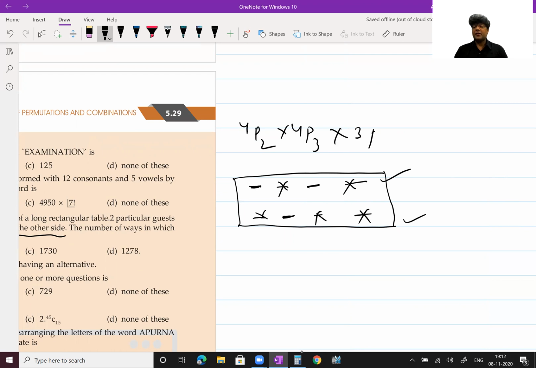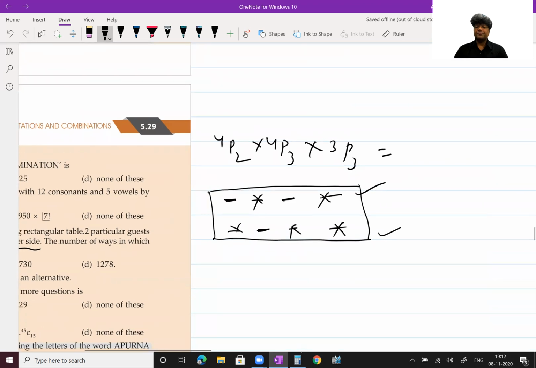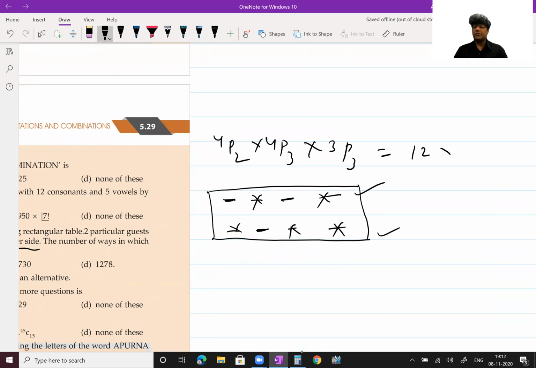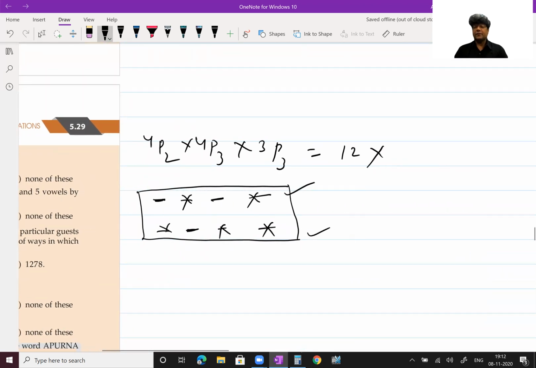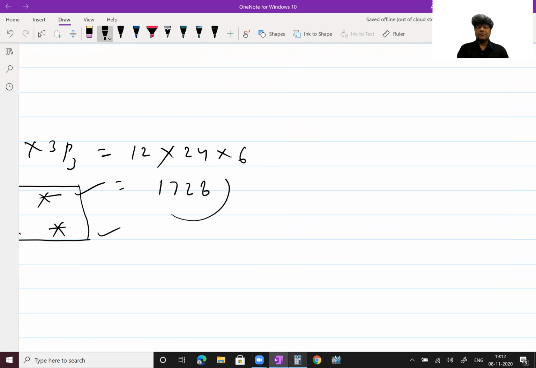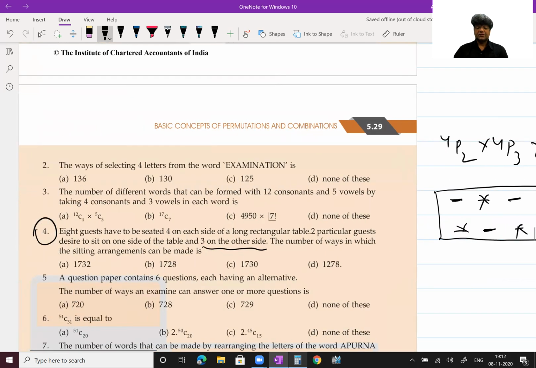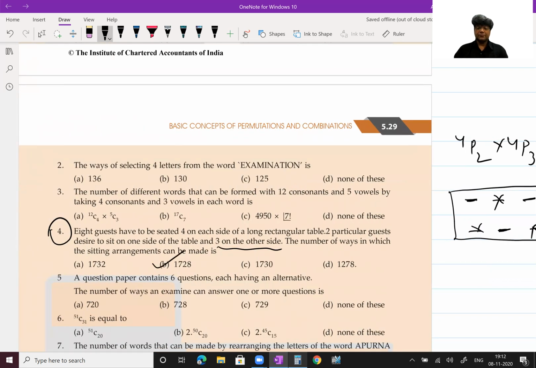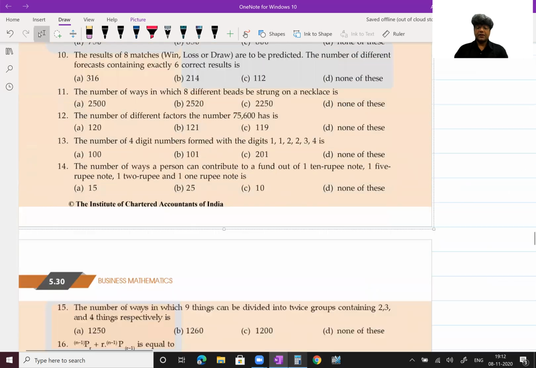Or directly you can write 3 factorial. That's all. 4P3, 4 into 3, 12 into 2, that is 24, into 3P3, 3 factorial, 6. So this is equal to 12 into 24 into 6. 12 into 24 into 6 is equal to, guys, 1728. 1728, option third.